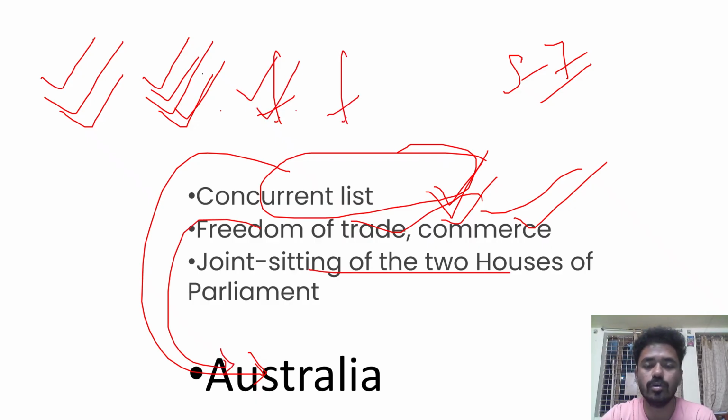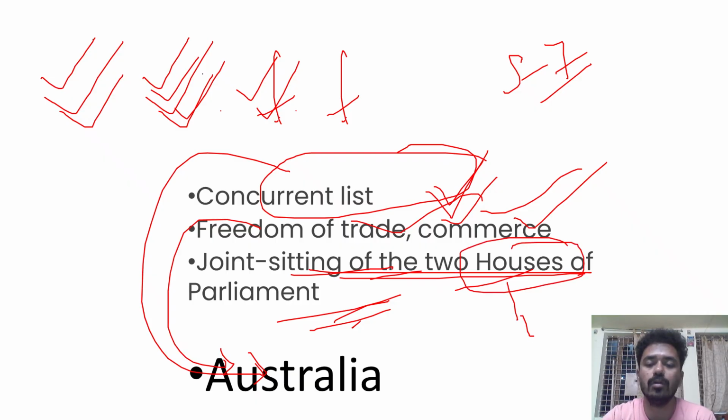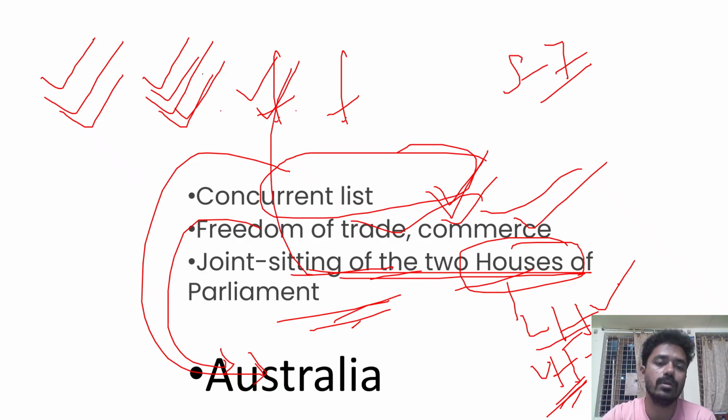And next, joint sitting of the two houses of the Parliament, which is very important. We have two houses of the Parliament, which are the lower house and the upper house. If there is a deadlock between the decision making of the Lok Sabha and Rajya Sabha, that is the lower house and upper house, the president can summon a joint sitting. That provision is taken from the Australian Constitution.